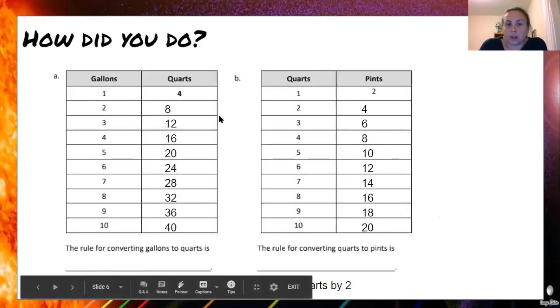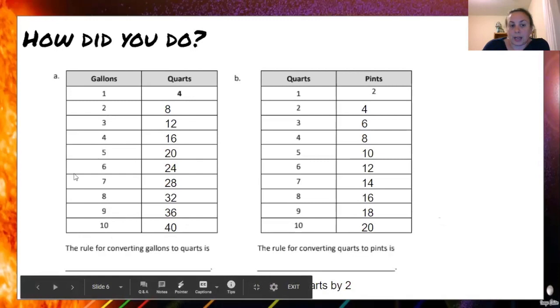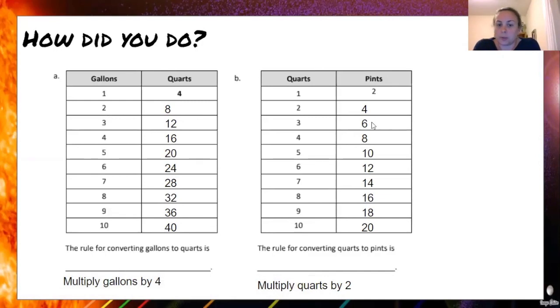So here are our conversion charts. So for this one, remember we were multiplying everything by 4. And then our rule was that we multiply gallons by 4 to get how many quarts are in a gallon. Over here, pints to quarts, we are multiplying the number of quarts by 2 to get that answer. So you need to pause to check all of your work.